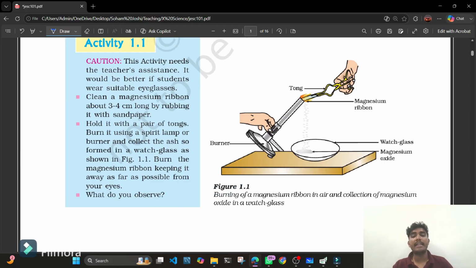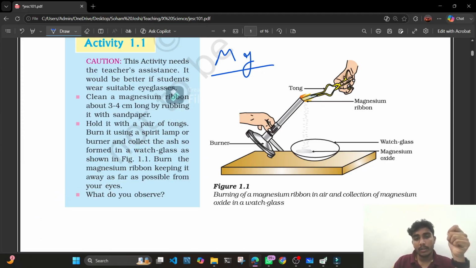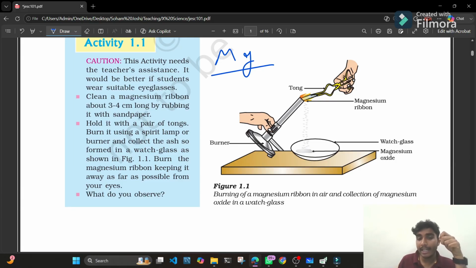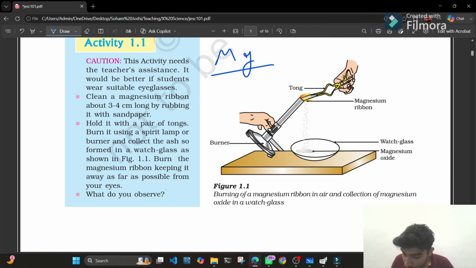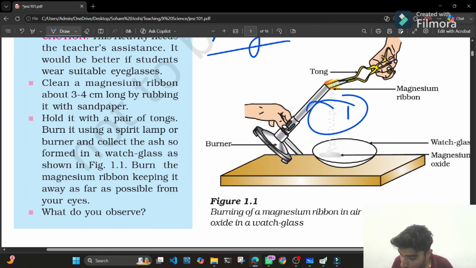Let's begin with a very easy example. Magnesium. Magnesium is an element. ठीक है. Okay. So magnesium का रिबन मिलता है. जब तुम वो रिबन को गर्म करते हो ना, उसके जो ashes गिरते हैं, you can see that here the magnesium ribbon is held with a tong, and it has been burned using a burner. So you see that some particles are fallen on this dish, right?